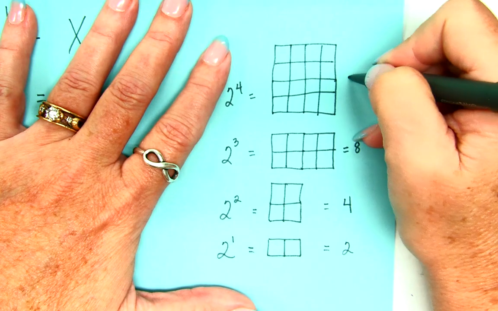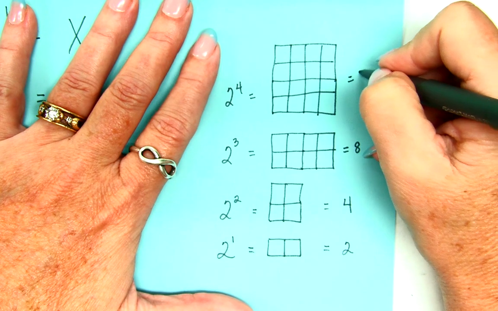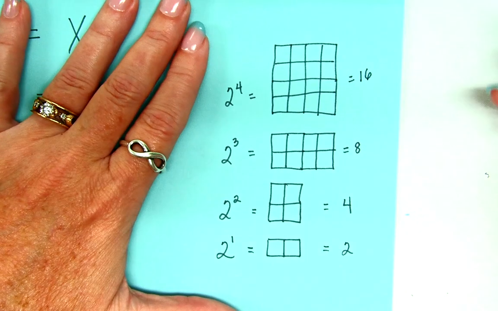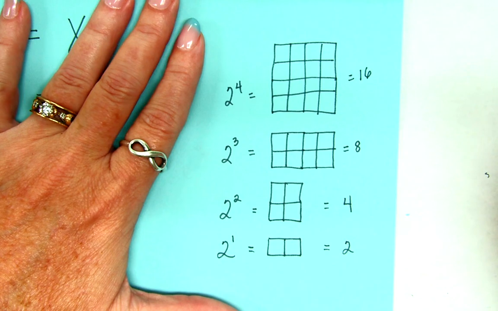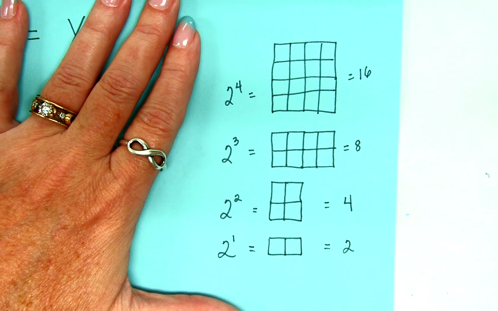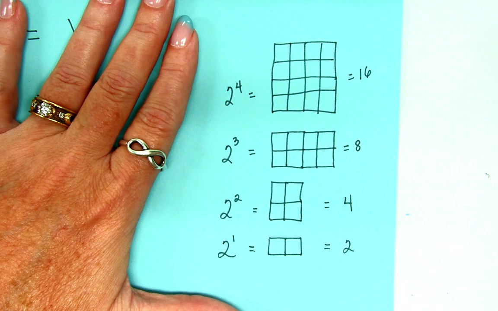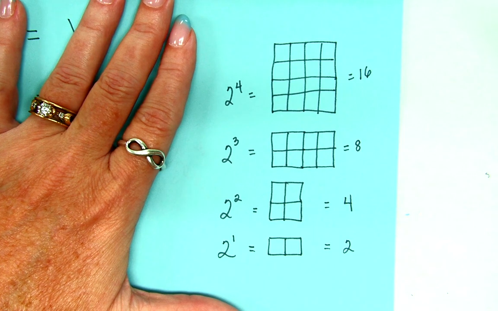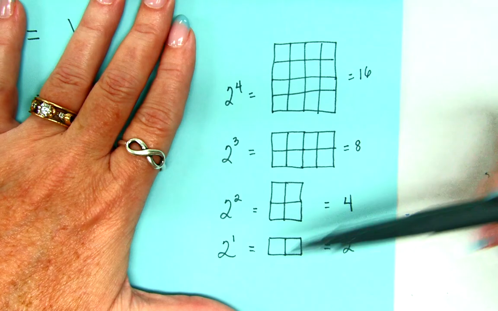So how many blocks are there now? 16. Everybody okay so far? Do you see any patterns here? What's one pattern that you see? It's counting by 2s. Okay, so what do you mean it's counting by 2s?